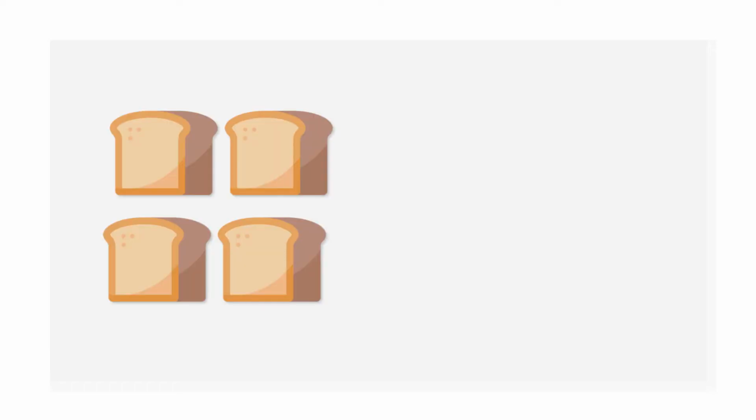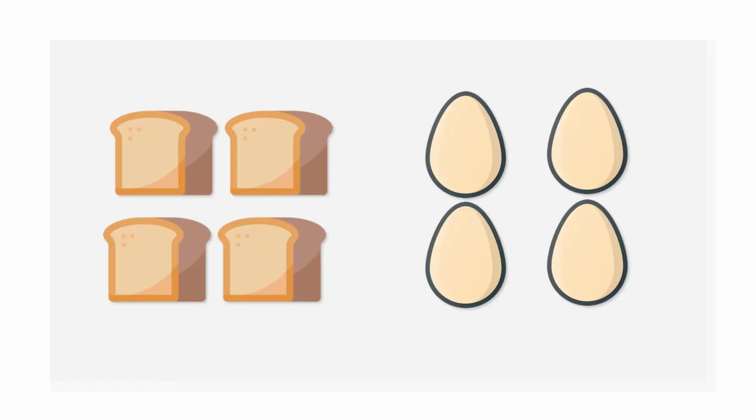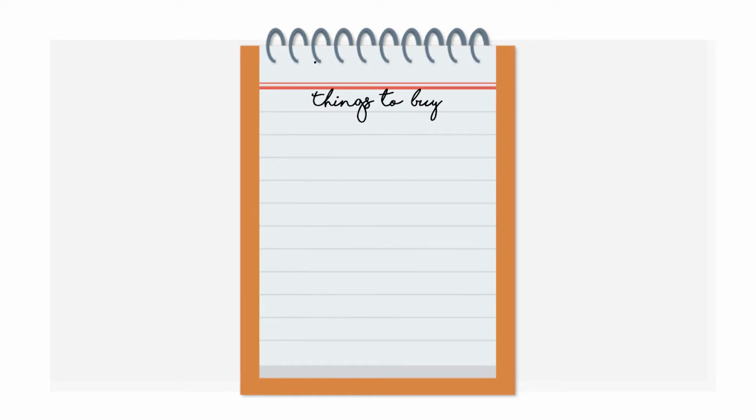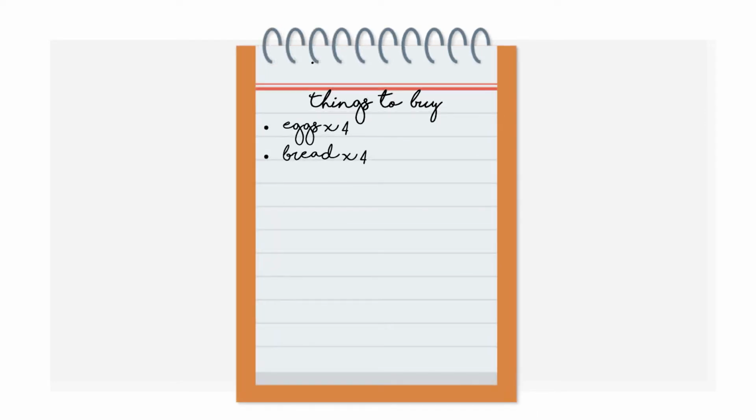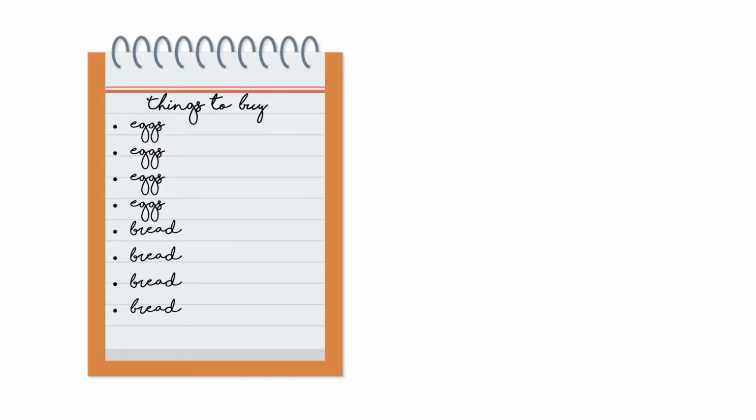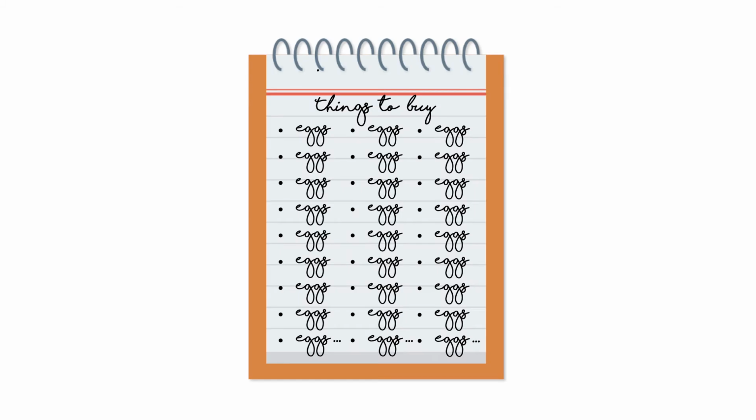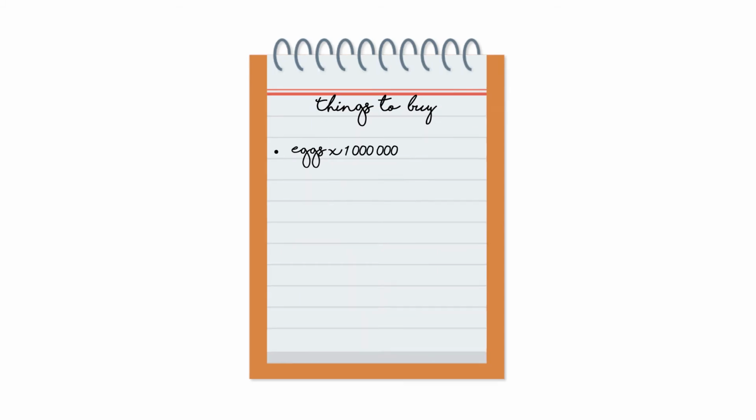So for example, you are asked to list 4 pieces of bread and 4 eggs on a piece of paper. Instead of writing eggs, eggs, eggs, eggs, and bread, bread, and so on, you can write down eggs times 4 and bread times 4. Instead of taking up 8 lines on the paper, you are only taking up 2 lines, which saves you more than half of the paper for other stuff. Now imagine doing that for 1,000,000 eggs and 1,000,000 bread. You'll definitely save a lot of space with that.